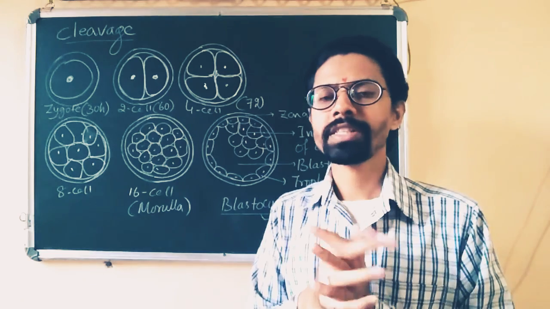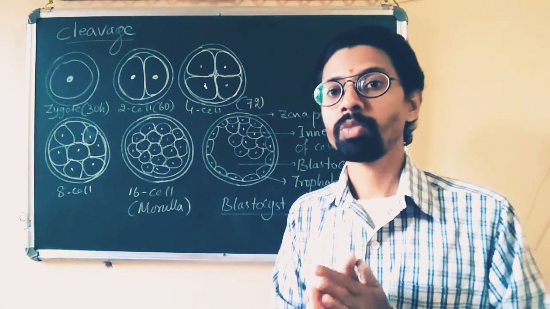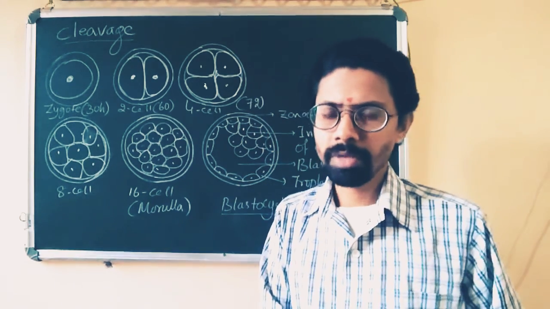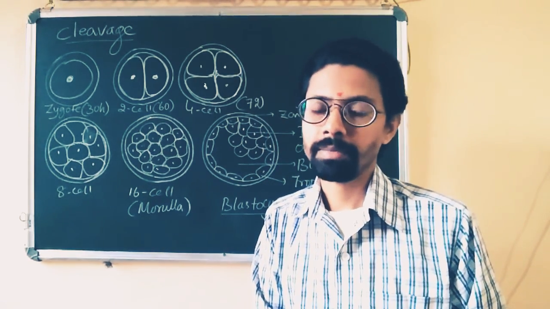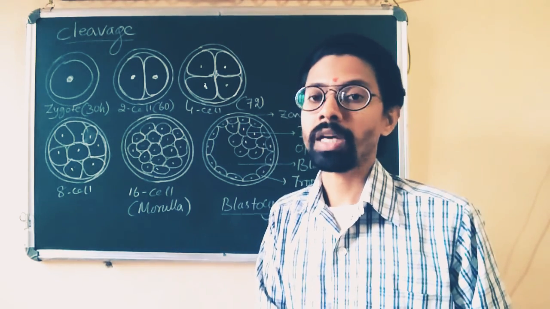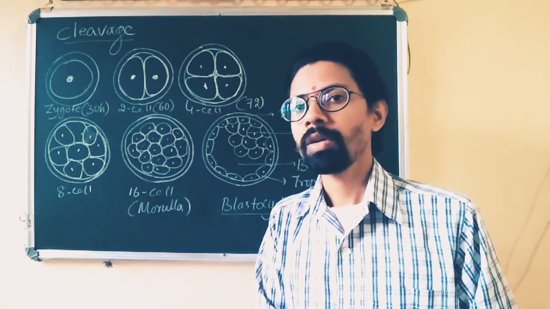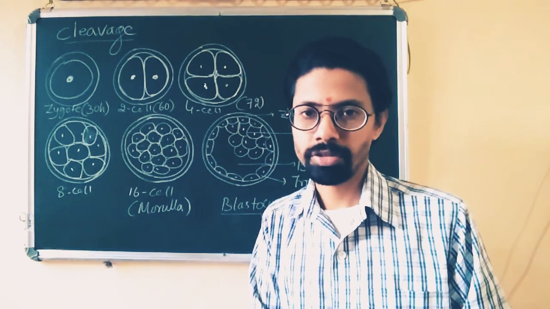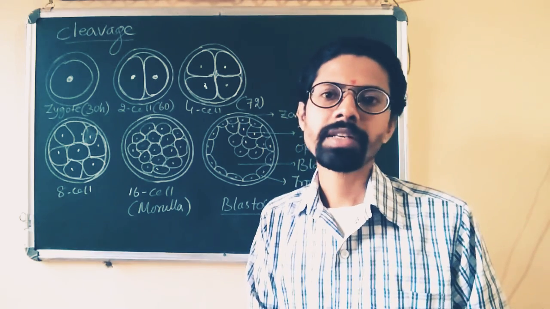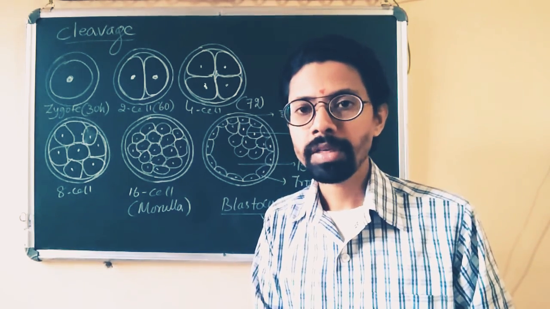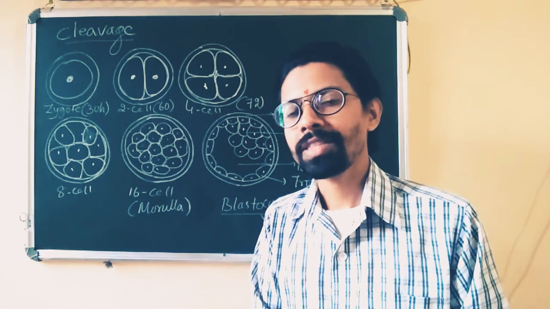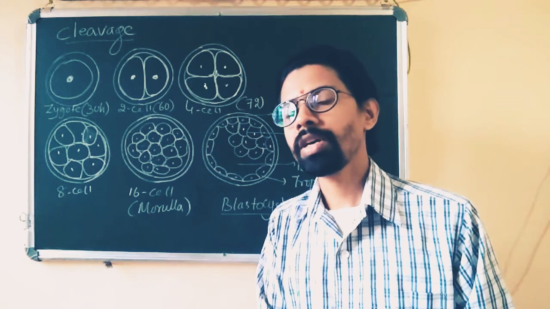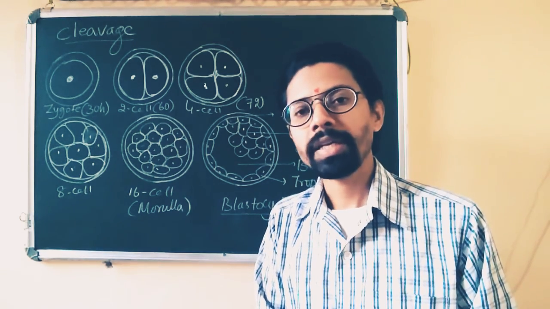Now this ball of 16 cells is called the morula. The word morula means the structure looks similar to a mulberry. Morus alba is the scientific name of mulberry. This plant is generally cultivated for sericulture because its leaves are consumed by the caterpillars of the silk moth, and in sericulture the mulberry plant is cultivated.